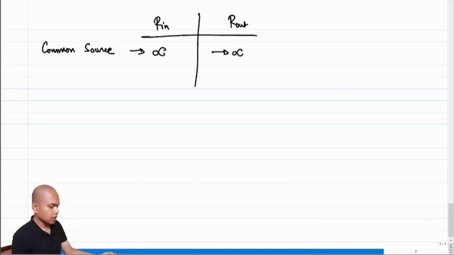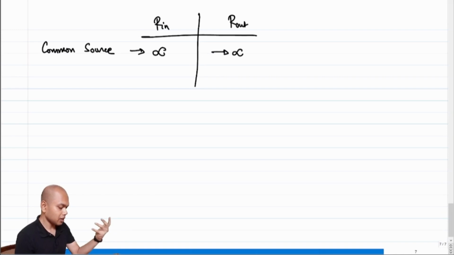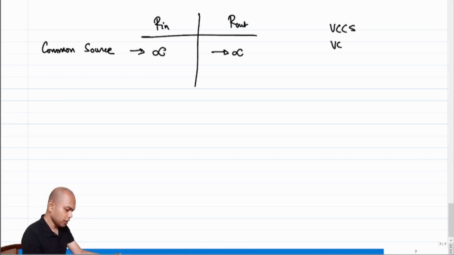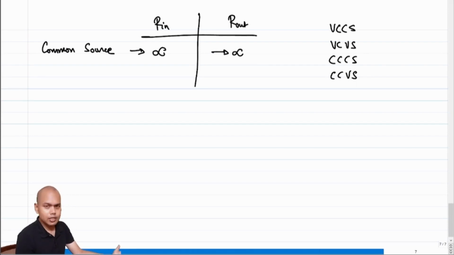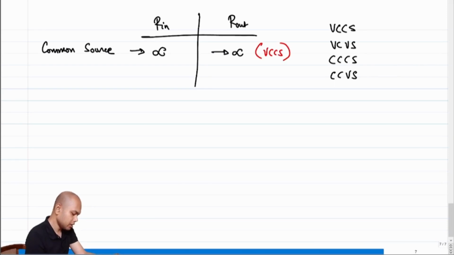So among the control sources that you are aware of, what are the control sources that you are aware of? We are aware of voltage controlled current source, voltage controlled voltage source, current controlled current source, and current controlled voltage source. Which of these four do you think a common source amplifier classifies into? Clearly it's a voltage controlled current source, right? This voltage control means input port is infinite impedance, its current source means output port is of infinite impedance. So this falls under the category of VCCS.